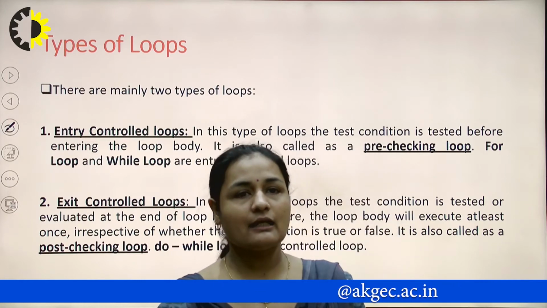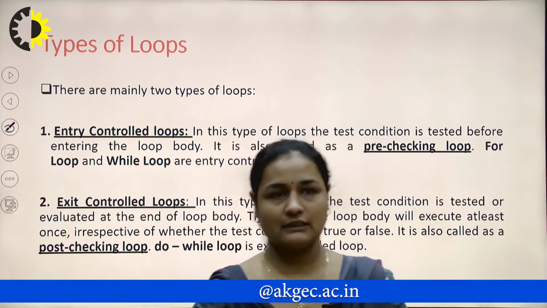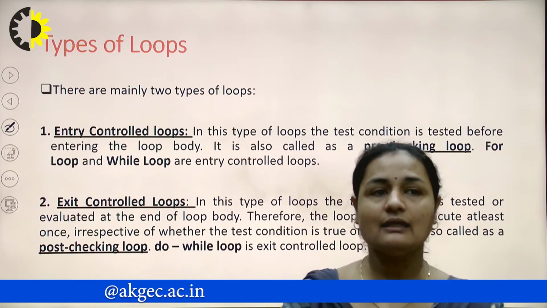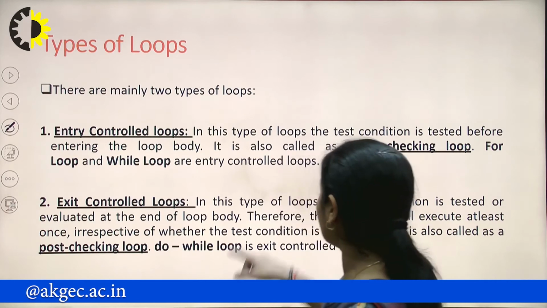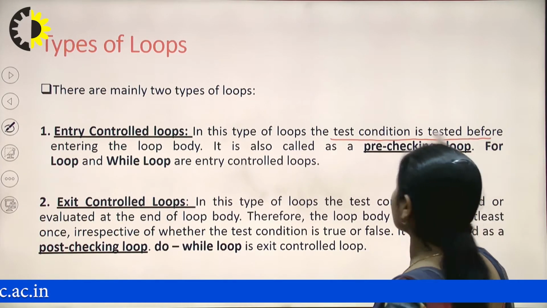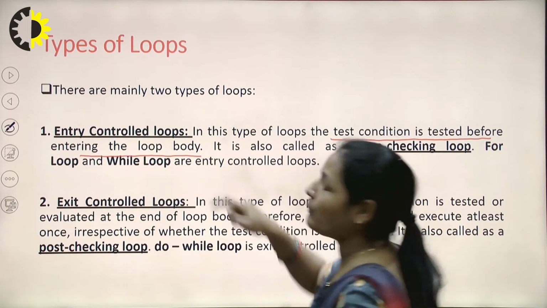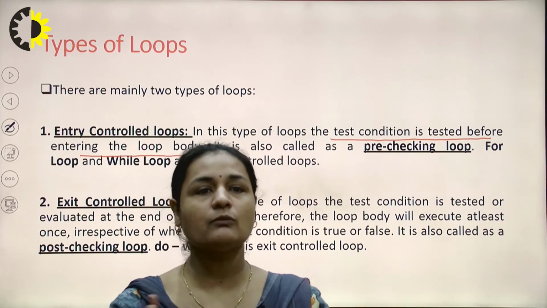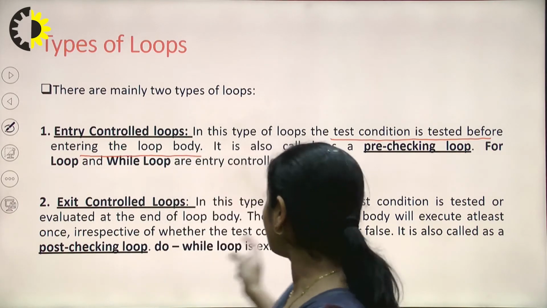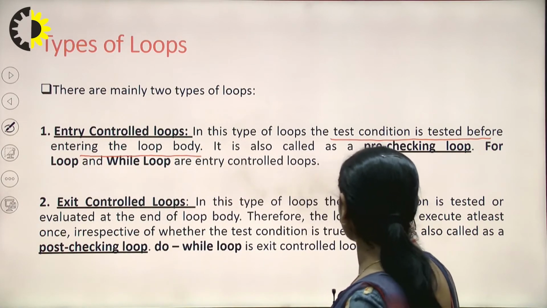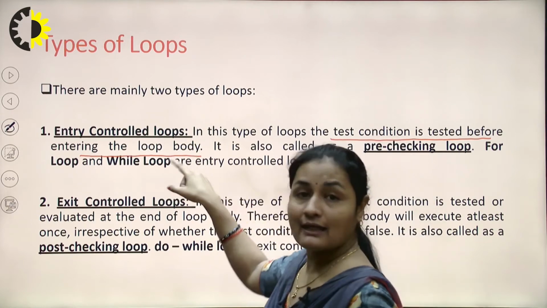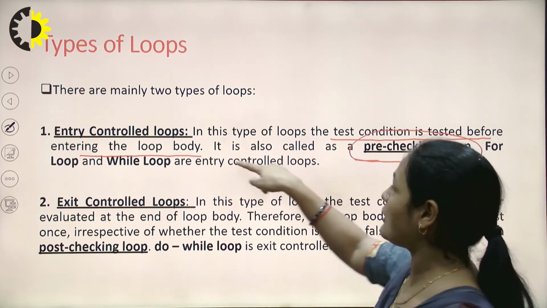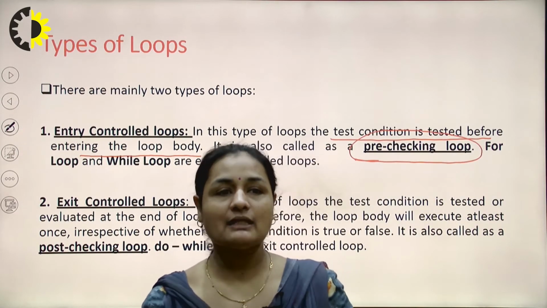First one is entry control loop and second one is exit control loop. In an entry control loop, the condition is specified at the start of the loop. In this type of loop, the test condition is tested before entering the loop body. We already discussed that there are two parts of a loop, the body and the control statement. When the condition is given before entering the body of the loop, it is called a pre-checking loop. Entry control loop is also known as the pre-checking loop.